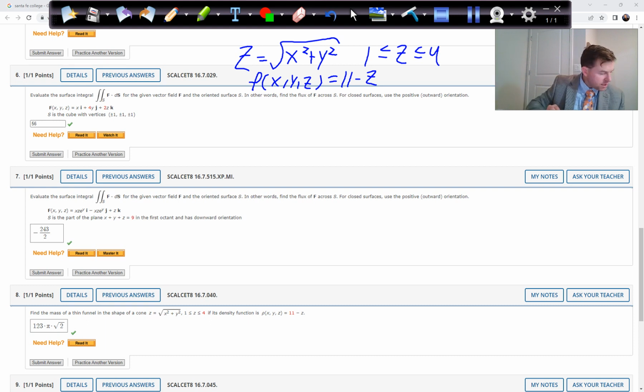Okay, so the first thing we're going to do is say that we want to replace this with r of x and y. So r of x and y is going to be x, y, and z, which is the square root of x squared plus y squared.